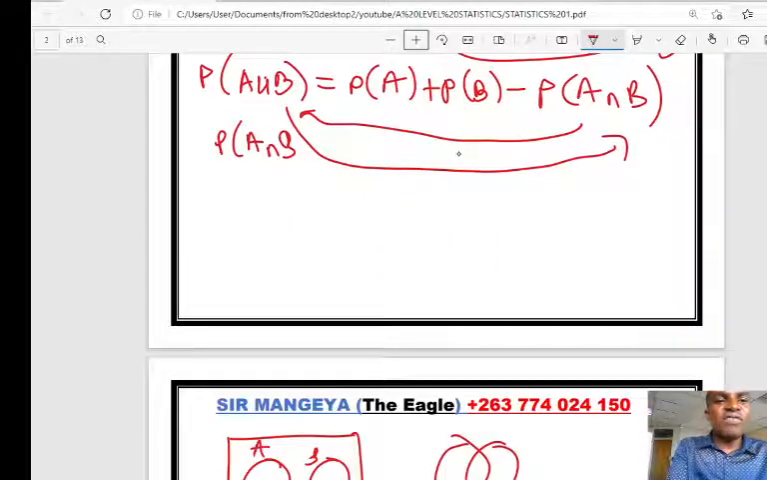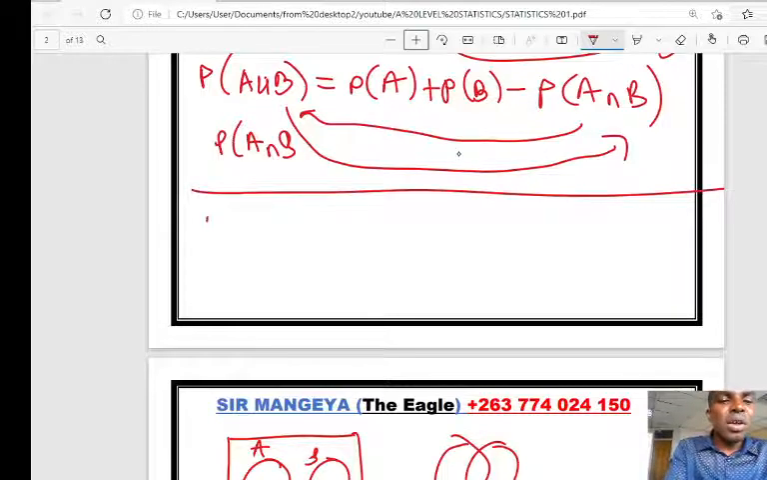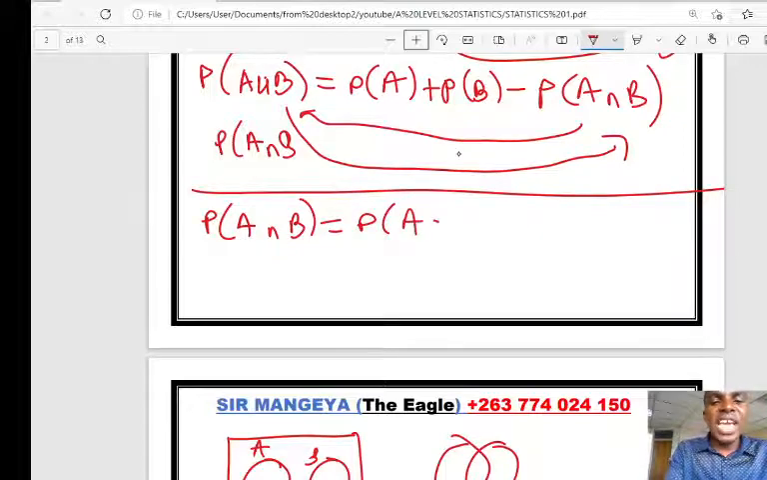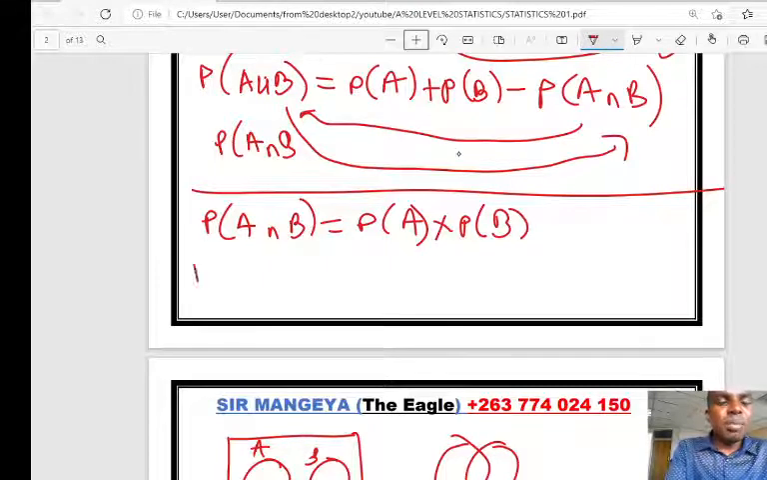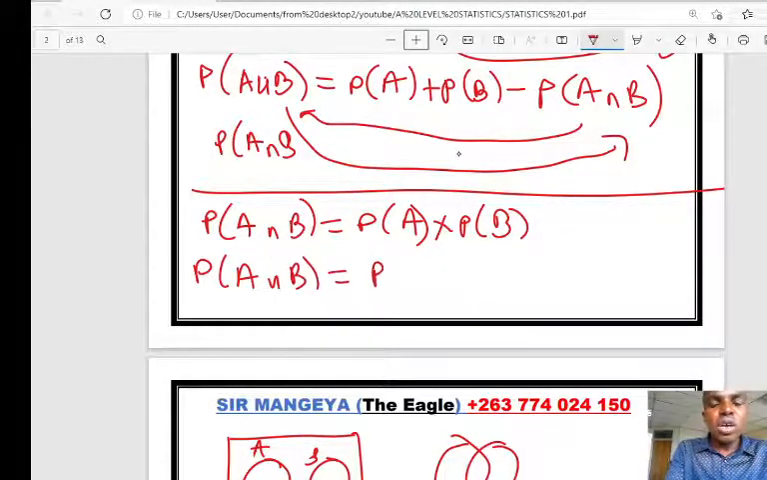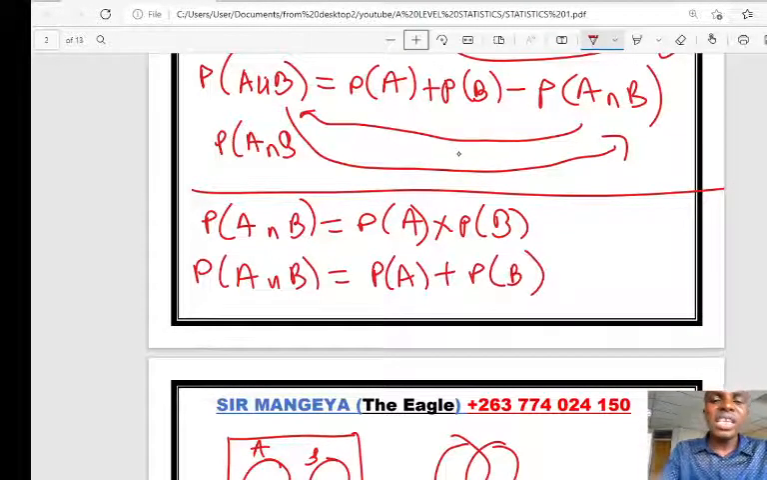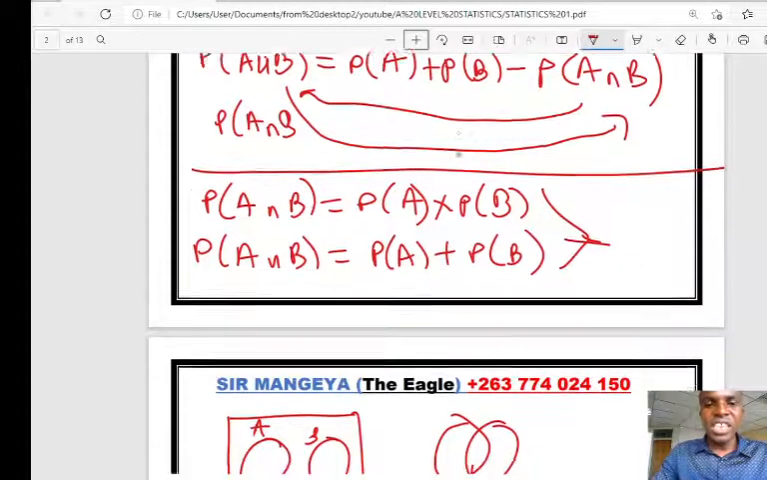So if two events are said to be independent, probability of A intersection B is equal to probability of A times probability of B. Then probability of A union B is equal to probability of A plus probability of B. So they don't affect each other. These are called independent events.